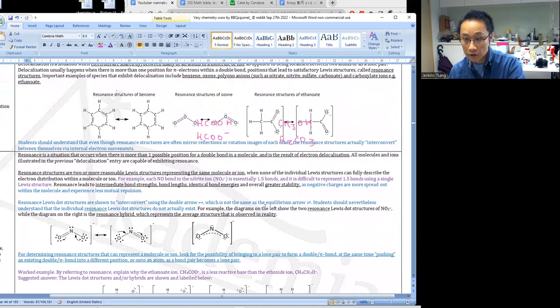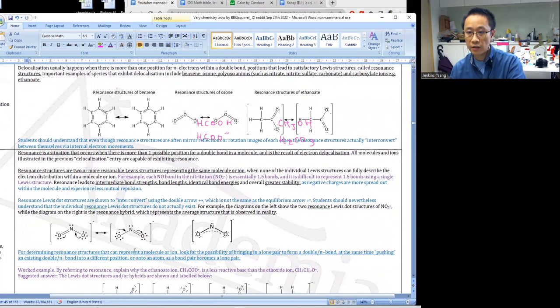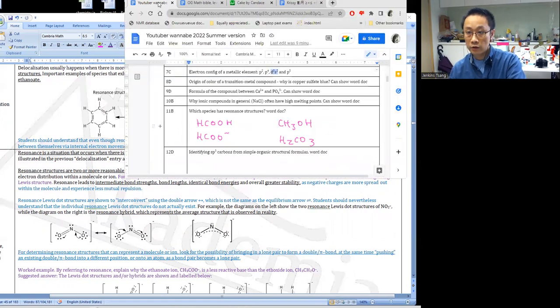I'll scroll down a little bit. So for determining resonance structures that can represent a molecule or ion, you typically look for the possibility of bringing in a lone pair, moving a lone pair from usually a peripheral oxygen, making it become a double bond with the central atom. At the same time, some other double bond pair has to move over to a different peripheral oxygen, becoming a lone pair. So going back to the current question, HCOO minus is the ionic species. It should be the most suspicious one, and it turns out it's also the correct one.